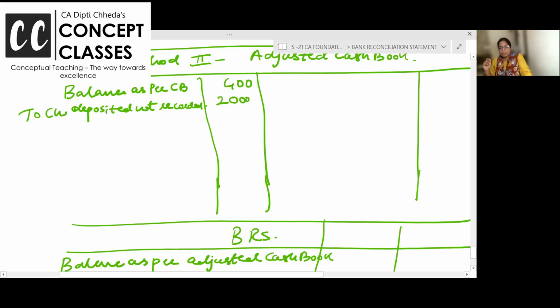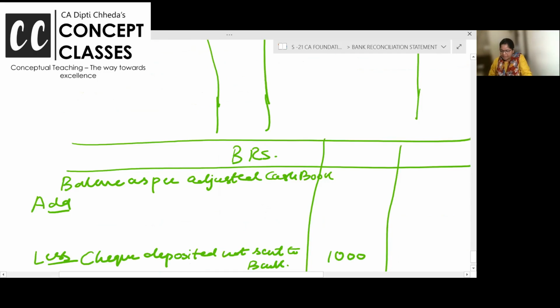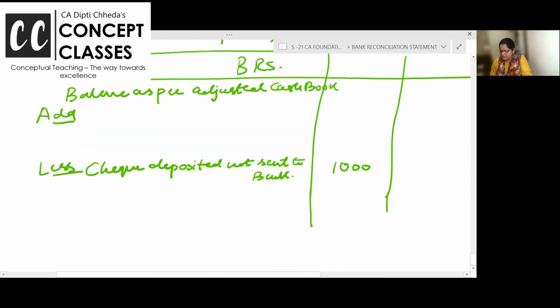Okay. So when I deposited, I have debited. It's yet not collected. So credit. It's a timing difference. Here it will come in BRS. Less. Check deposited, but not collected.